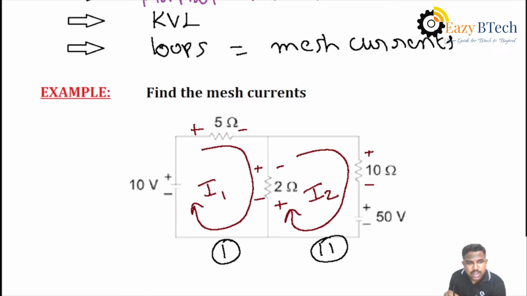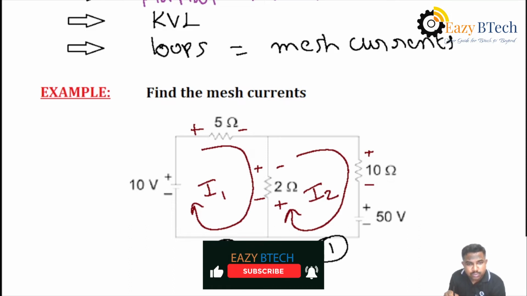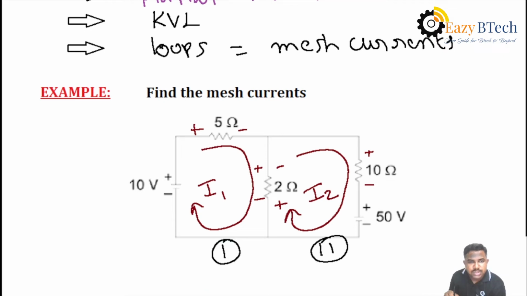In the first loop, I1 is passing through 5 ohms from plus to minus, and again through 2 ohms from plus to minus. Similarly, in the second loop, I2 is passing through the 10 ohm element from plus to minus, and again through 2 ohms. Here, the middle element 2 ohms is called the mutual element. That means the 2 ohms belongs to two loops, the first loop and the second loop. That's why both currents I1 and I2 are passing through 2 ohms.